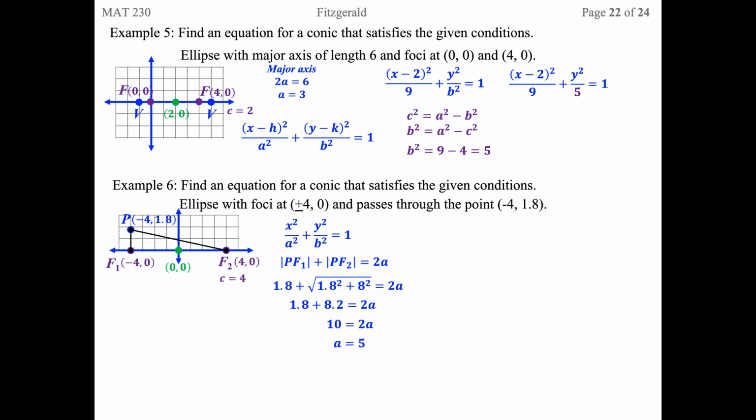So we can put 5 in for the A squared, then use our Pythagorean theorem to go find B squared again. C squared equals A squared minus B squared. Add over the B squared, subtract over the C squared. Put in 25 for the A squared. We'll put 16 for C squared because C is 4. Subtract, and B squared is 9. Put that underneath the Y squared. There's the equation.